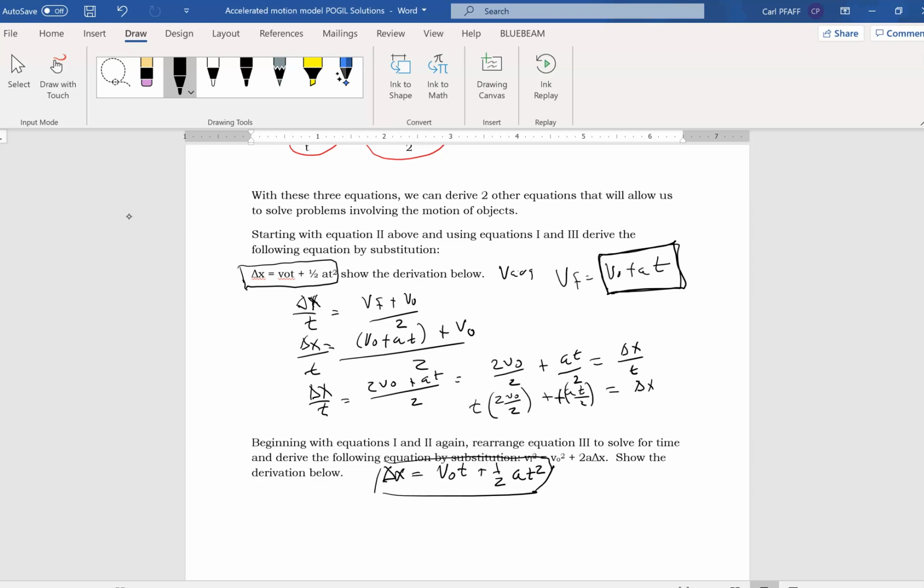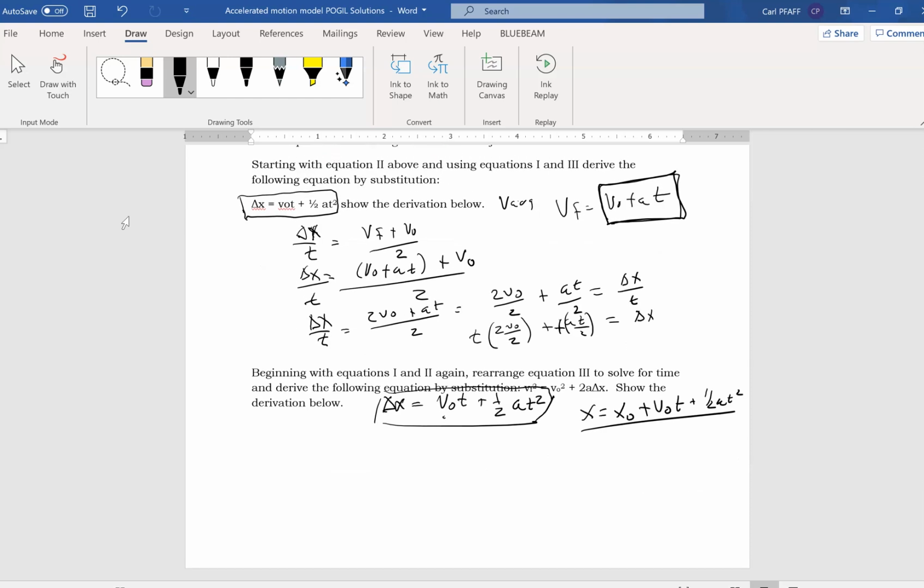And notice that it relates initial velocity, acceleration, time, and change in position. A lot of times we see that written as X equals X naught plus V naught T plus 1/2 of AT squared. And you should see that up on the wall. If you're ever in the classroom, you'll see it up on the wall.